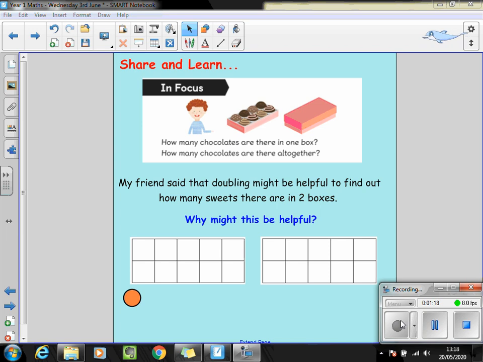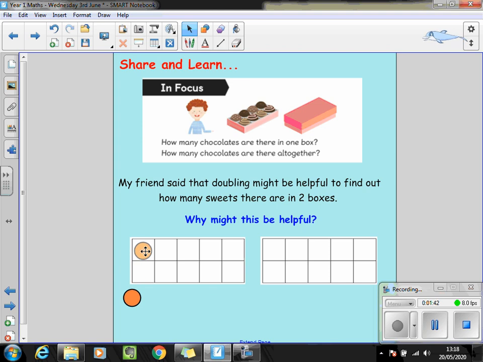Now, one suggestion is that doubling might have been helpful to find out how many sweets there were in 2 boxes. I wonder if you can talk to your adult about why that might have been helpful, thinking about what you learnt on Monday about doubling. Now watch the screen carefully because I'm going to demonstrate what doubling would look like just to remind you.